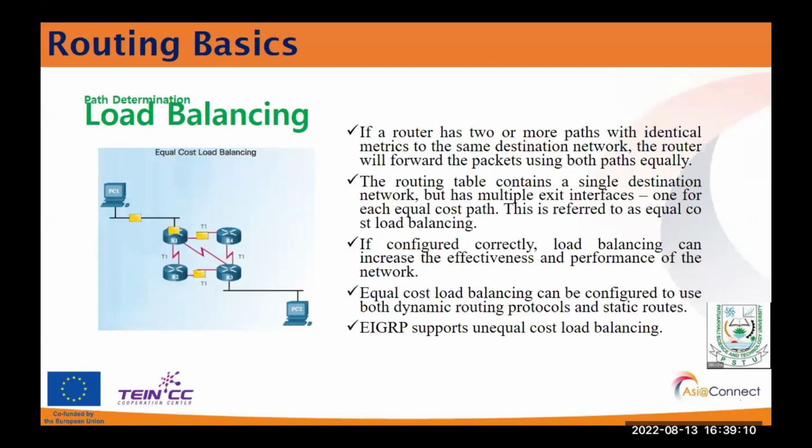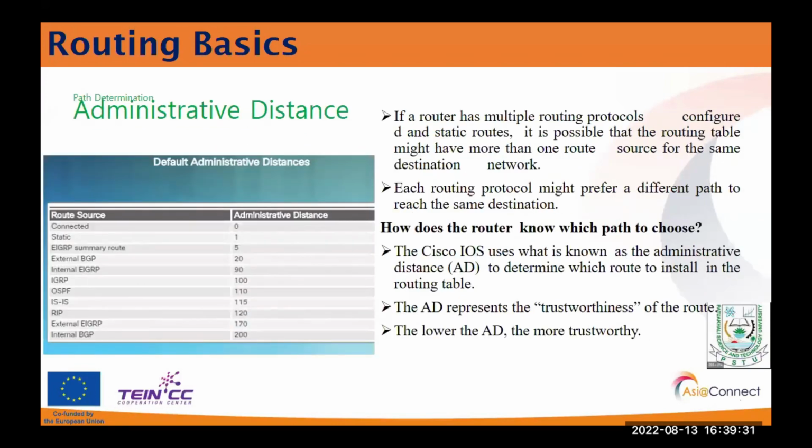That means if both routes have the same paths, how does the router forward the packet from PC1 to PC2? The routing table contains a single destination network but multiple exit interfaces. In that case, load balancing will be calculated and then routing will be performed. There is also administrative distance, which is another issue related to dynamic routing protocols, and also to static and directly connected routes.